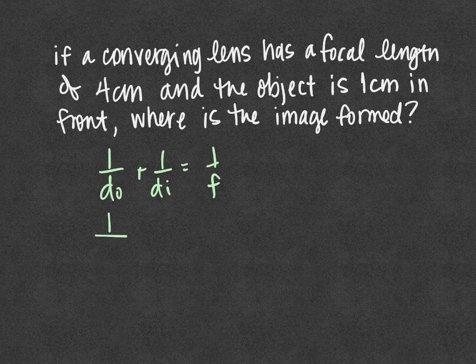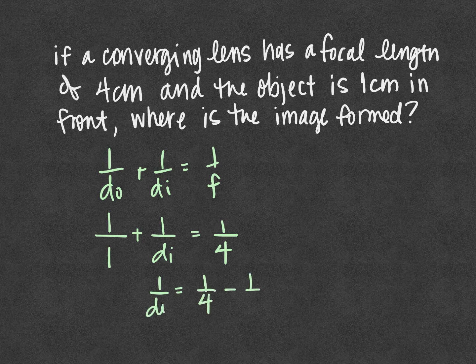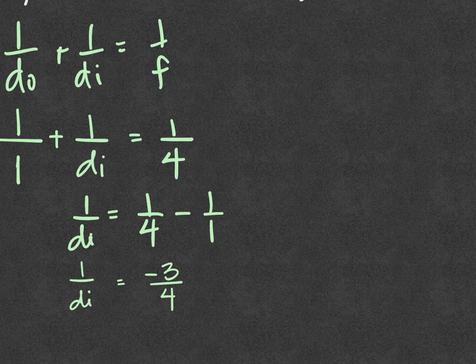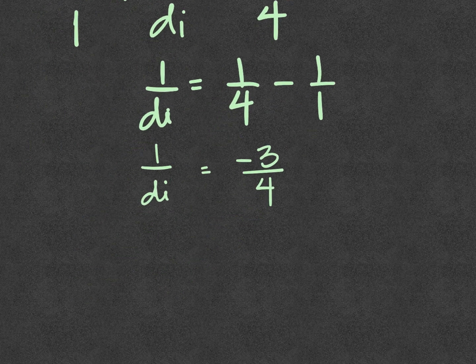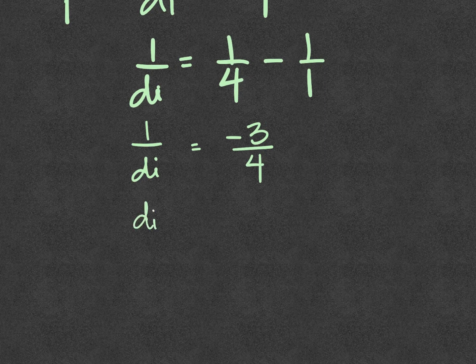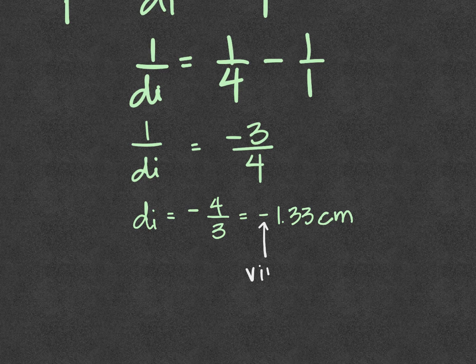So in this case, our object is 1 centimeter in front. So that's 1 over dO plus 1 over dI is equal to 1 over the focal length. So 1 over dI is equal to 1 over 4 minus 1 over 1. So then 1 over dI is equal to negative 3/4, and that means that dI would be equal to negative 4/3, or negative 1.33 centimeters. So this is a negative image position. This negative tells me that this must be a virtual image.